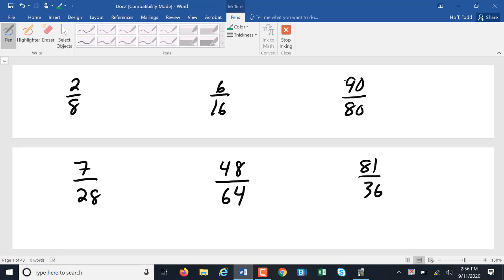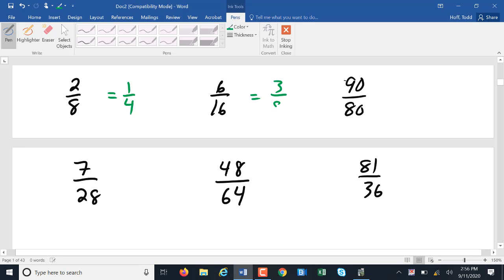Some of you are still working, but let's see how you did on the ones you have done so far. So 2/8 reduces to 1/4. Good. Both of them can divide by 2. 6/16 reduces to 3/8. Again, both of them can divide by 2. 90/80 reduces to 9/8. Good. They can both divide by 10. 7/28, 1/4. Good. They both divide by 7.